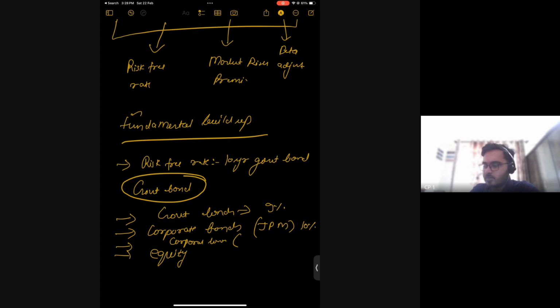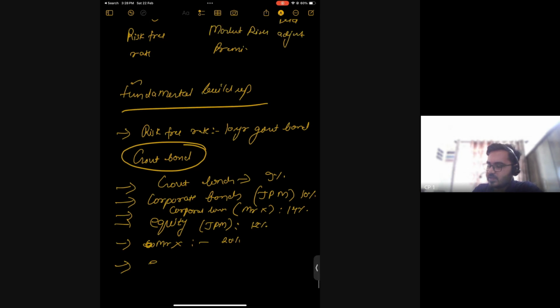Corporate bonds of, let's just say, my company, Mr. X company, which nobody knows, you'll probably require a 14% return here. Next, if you're going for JPM equities, you might require a 12% return. If you're going for Mr. X equity, a company owned by Mr. X, in that case you might need a 20% return. Similarly, if you're investing in crypto, you'll probably need a 25% return, maybe 45% return per annum.